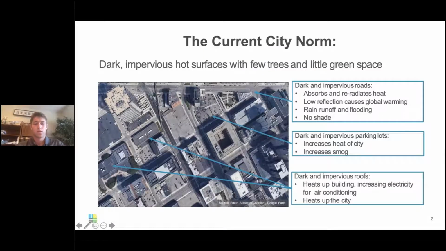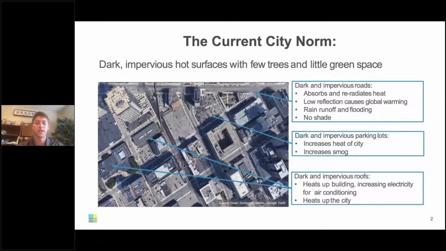Cool. So unfortunately, cities around the world, around the country, look like this. They're overwhelmingly dominated by the presence of dark impervious surfaces. All that these surfaces essentially do is trap heat, making cities and communities unlivable because of the urban heat island effect that I'm sure most of you are aware of today.